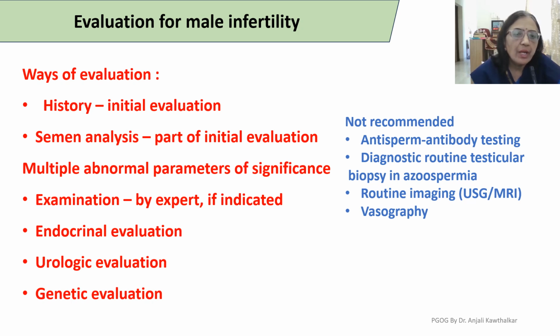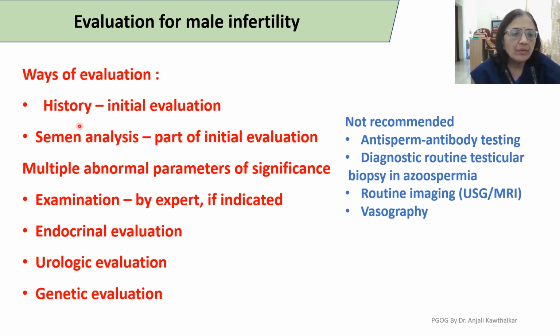Now we will start with the evaluation of male infertility. We have seen in short about various causes of male infertility, and now the next part of today's topic is evaluation of male infertility. The first way of evaluating the male is a detailed history, which is part of the initial evaluation. It comes naturally to us that history is followed by examination, but this is a topic where our usual way of dealing with any clinical situation differs.